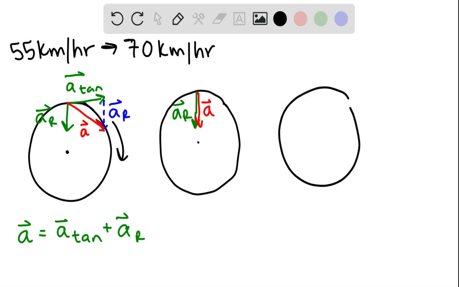Lastly, consider the case where we have the same car rounding the same curve of equal radius. However, now the car is slowing down. The velocity is decreasing, so the tangential acceleration points in the negative direction. Additionally, we have the radial component pointing inward towards the center of the circle. And using vector addition, we find the total acceleration, which points slightly backwards.